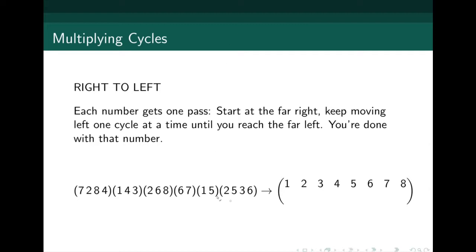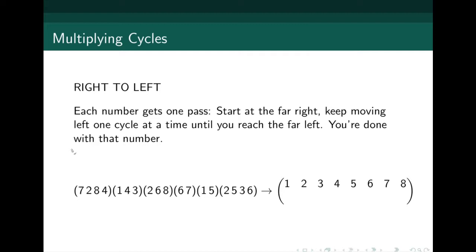So here you'll see that the number 6 appears more than once. The number 2 appears more than once. In the example you saw in the last video, all numbers appeared in exactly one cycle. Here we have some repetition. We can think about this as composing or multiplying cycles. And so that's what we're going to talk about in this video.